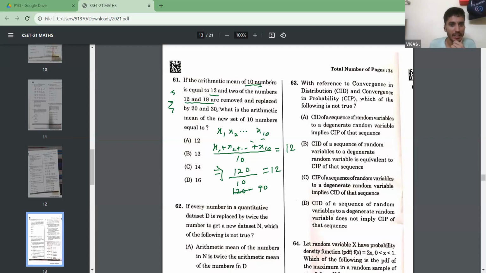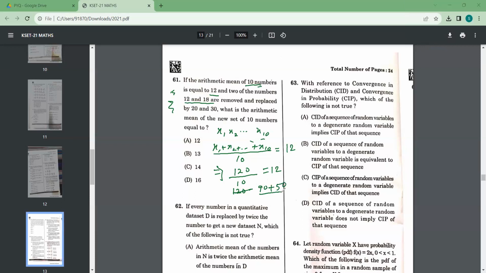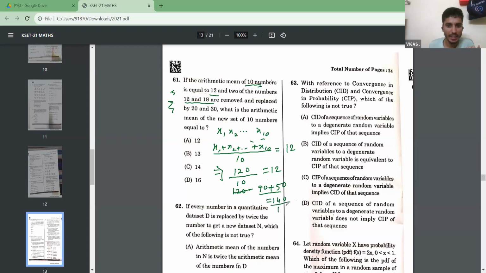And replaced by 20 and 30, it means 20 and 30 we have added, that is 50. 90 plus 50 is 140. So the sum of these 10 numbers comes to 140, and divided by 10, that is 14. So that's a very simple question. In this question, you don't require much information about statistics, probability, or whatever you study in mathematics.